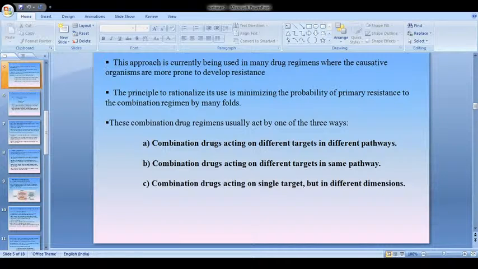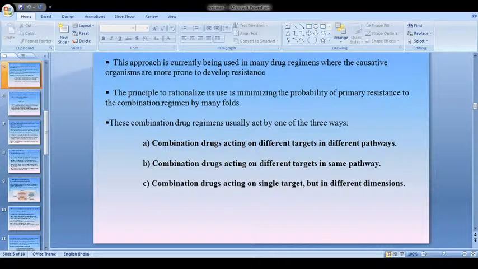So the new probability of primary resistance of organism X to the drugs combined, A and B, is 10 power minus 6 into 10 power minus 7. So totally we get 10 power minus 13. So this is the combination drug therapy, and the principle to rationalize its use is minimizing the probability of primary resistance. The combination reduces it by many folds.